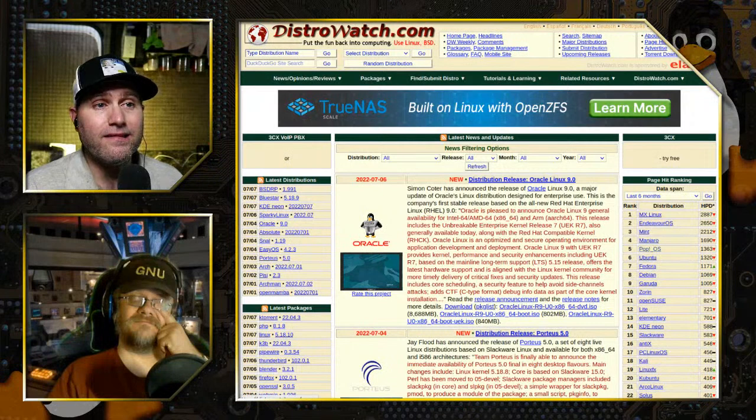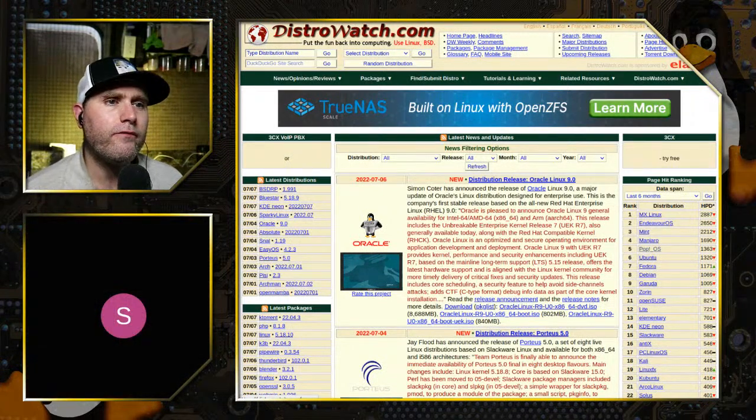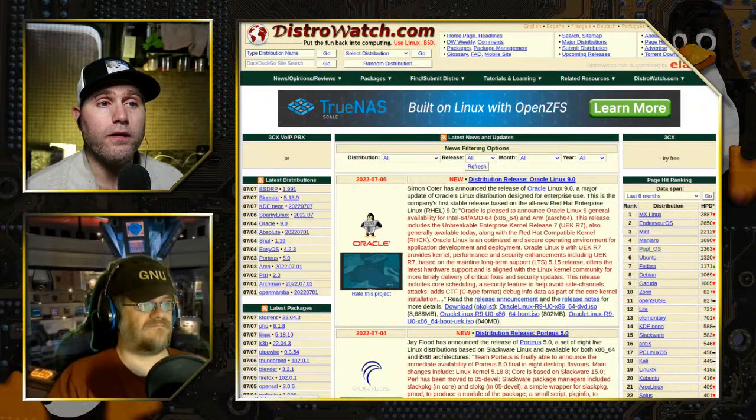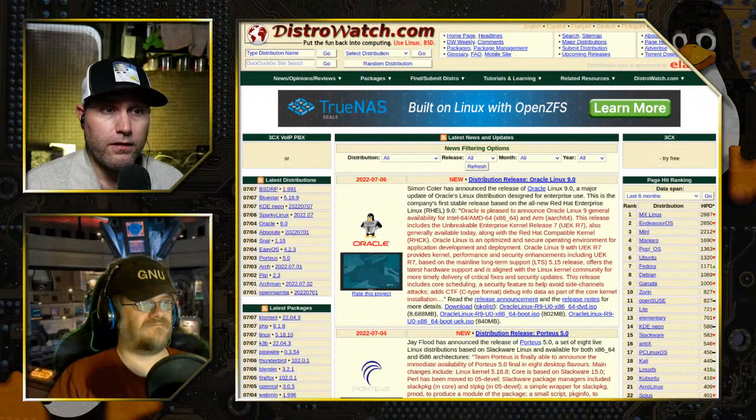There's Pop!_OS. This is a decent one. I'd say maybe slightly more advanced for a brand new user, but it is a really good first operating system. There's Ubuntu, and the less we say about that, the better, right?